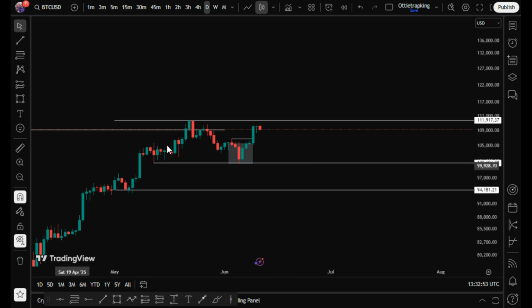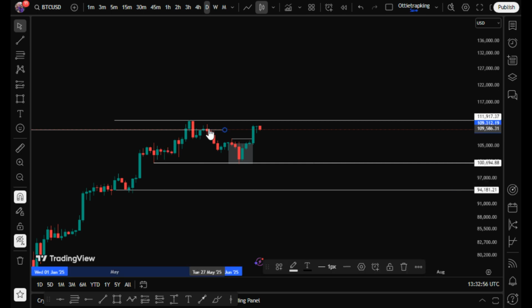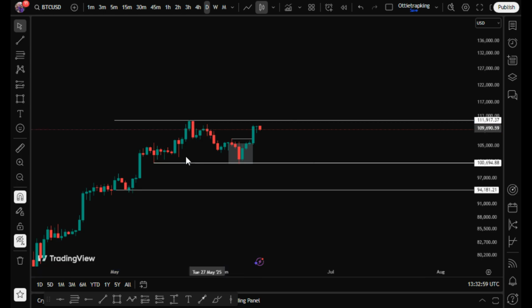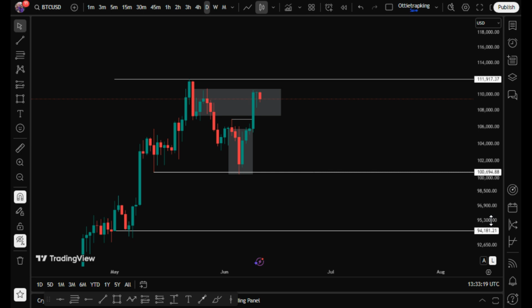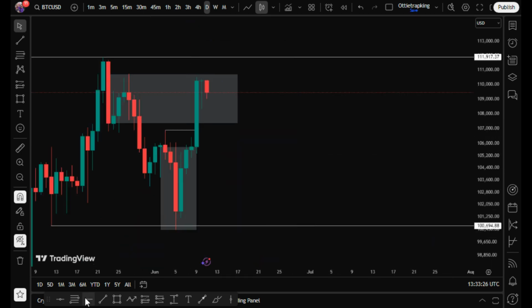Though there is still a level of liquidity in this area here, which I thought the market might come and test. But as we can see, the momentum of the previous day candle was very high. You can see here the market made a high point at this level here.